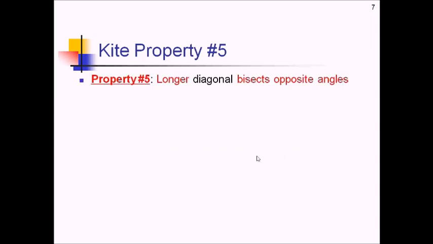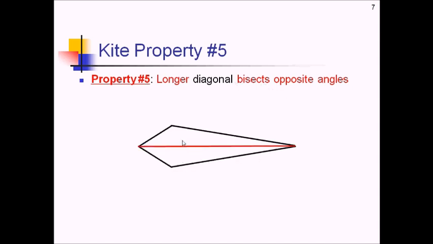In addition to bisecting the shorter diagonal, the long diagonal continues its bisecting with the angles that are across from each other going the long direction. So here's our long diagonal, and it's going to bisect these angles over here, and also we get two congruent angles from the bisection on the other side.